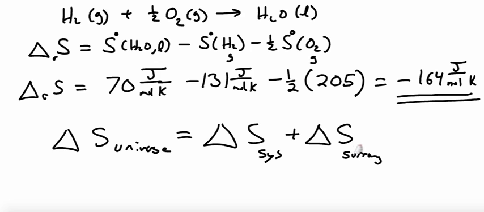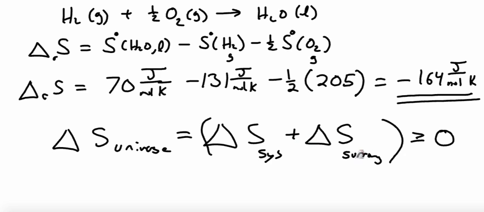That's everything surrounding your reaction. That sum has to be greater than or equal to 0. We can't have a negative change in entropy for the universe, but these individual pieces could be positive or negative. It's just the sum that has to be positive.